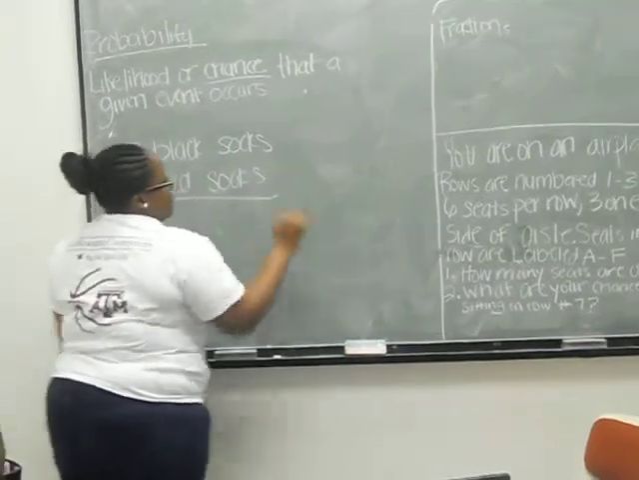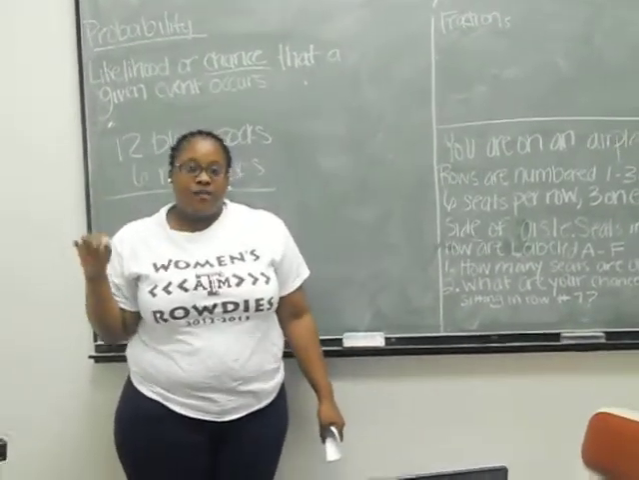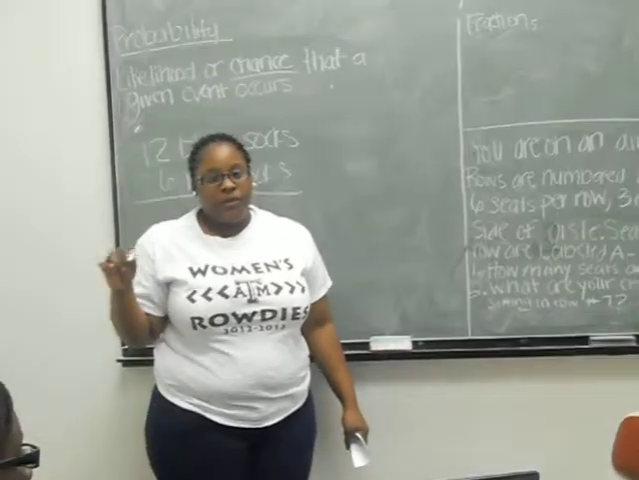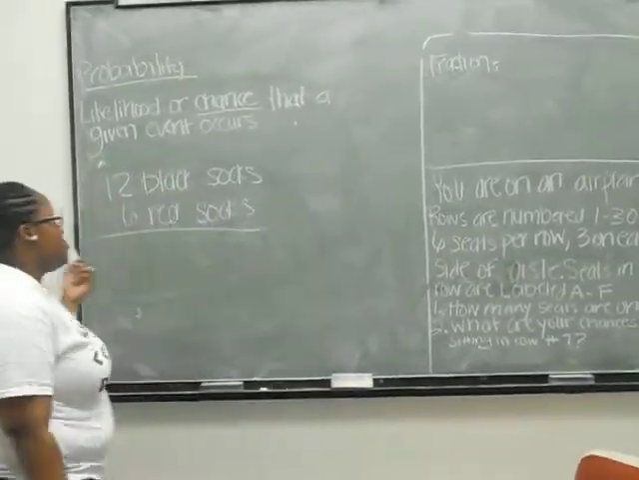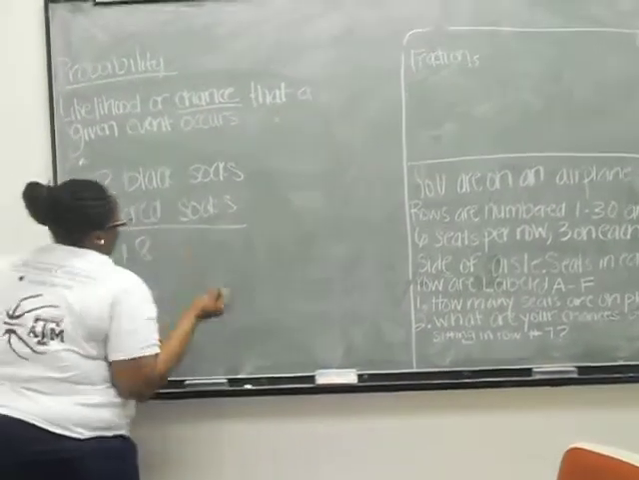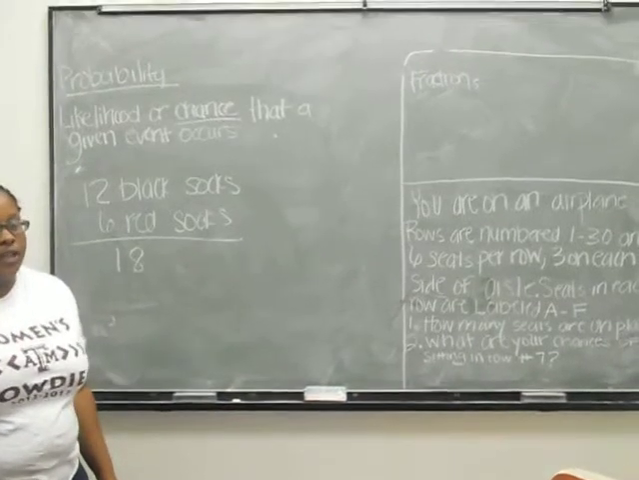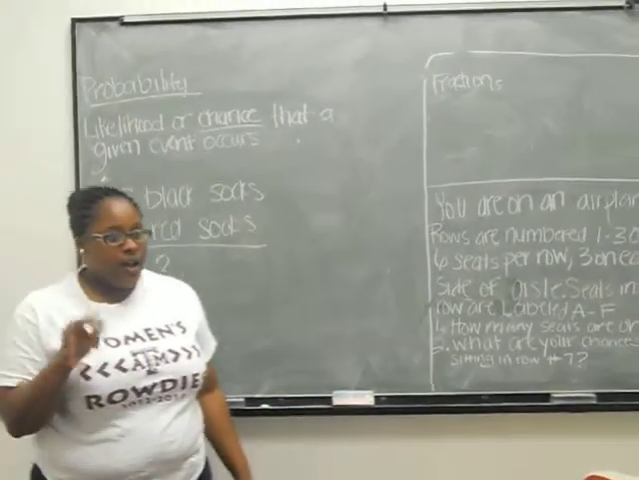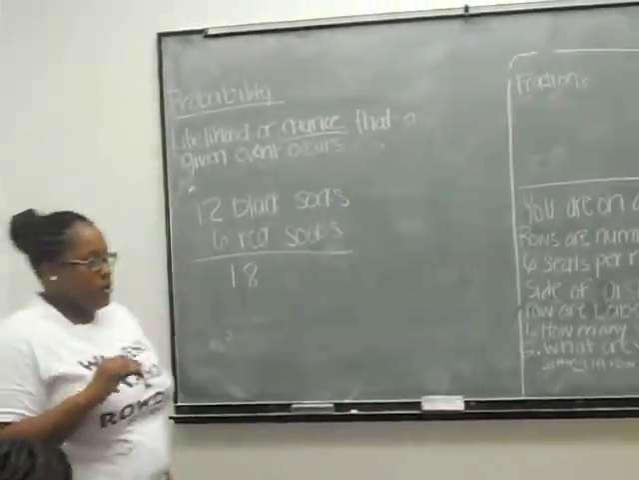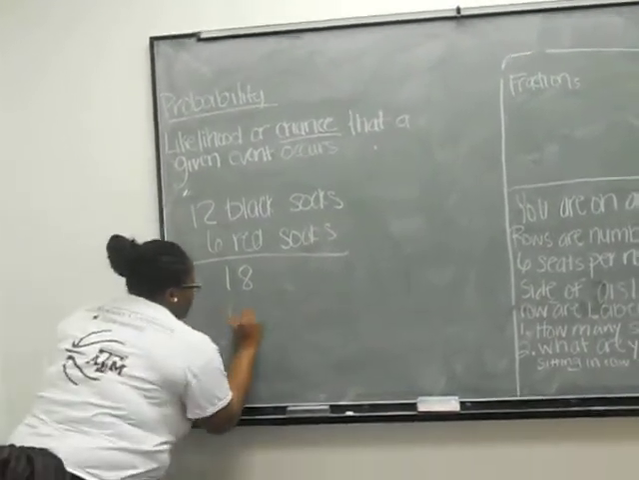The first step to probability is getting a total amount of the items that you're using. So what will be the total amount of socks that we have in our drawer? 18. Now, what would be the chance of us pulling a red sock out of the drawer? 6 over 18.